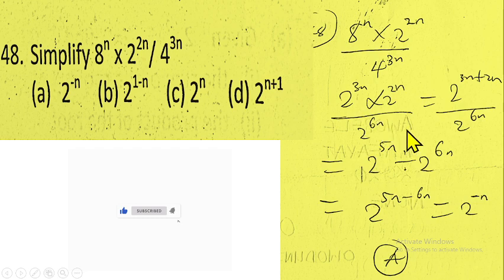We can apply the law of indices to the numerator because they have the same base and we are multiplying them. So we can pick one of the bases and add the powers together. That will give us 2 raised to power 3n plus 2n, and that will give us 2 raised to power 5n divided by 2 raised to power 6n. We can also apply the law of indices here because we have the same base and division, so we can subtract the powers. That gives us 2 raised to power 5n minus 6n. That gives us 2 raised to power minus n. So option A is the correct option for question number 48.